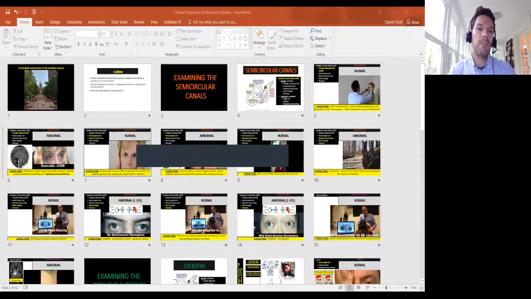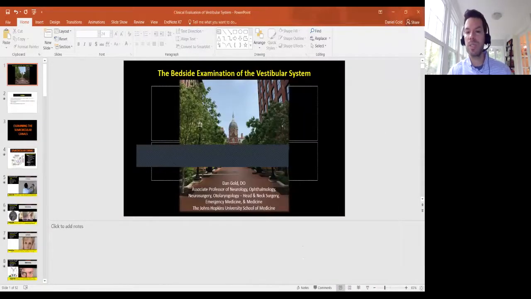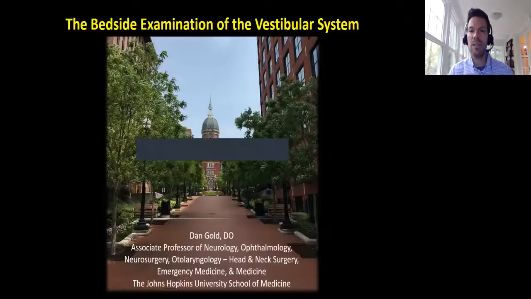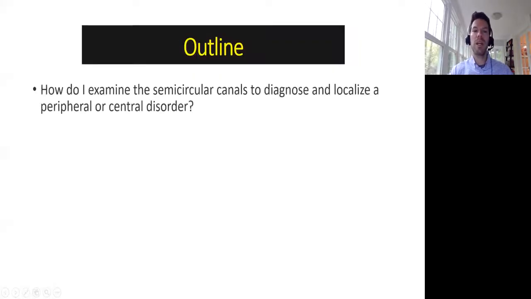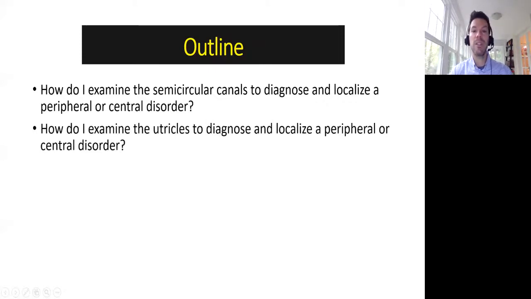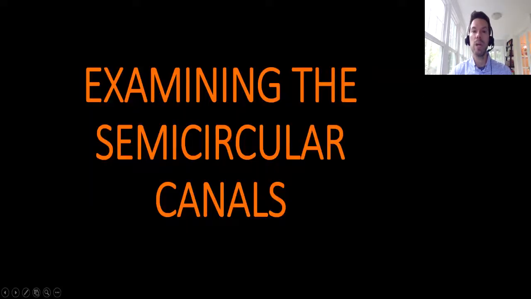All right, so the vestibular exam, the vestibular system, we didn't get this far last time. Outline, basically we're going to talk about three things. How do we evaluate the semicircular canals? How do we evaluate the utricles? And what are some central patterns that you should really be able to recognize?